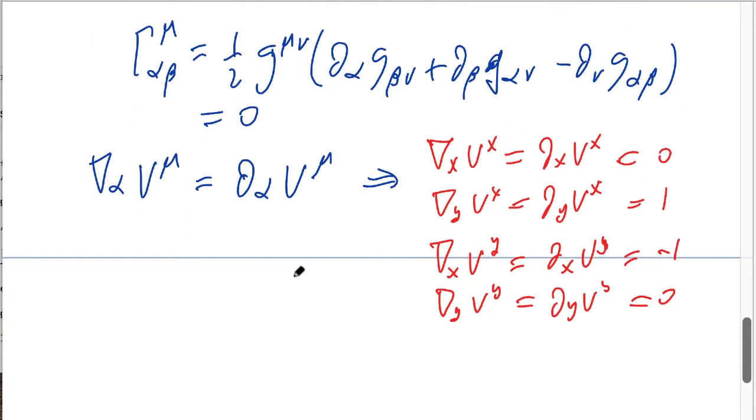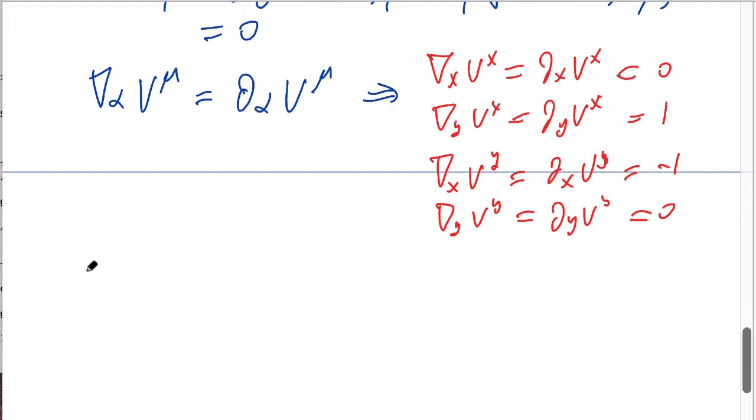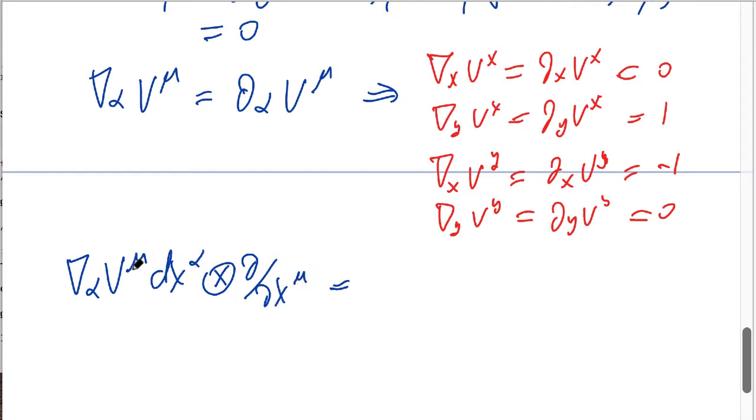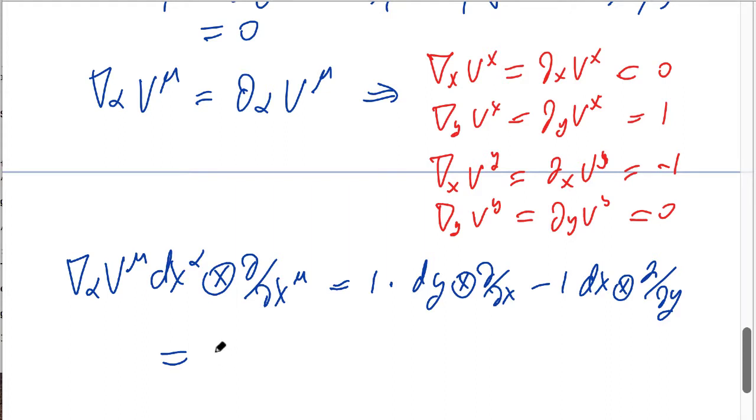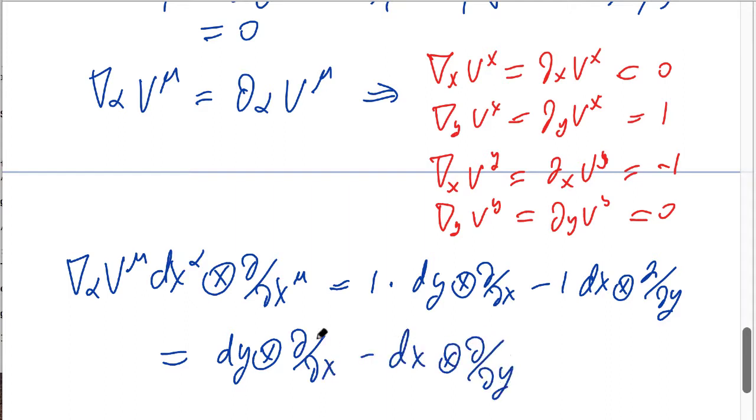All right, so remember these are the components of an operator that takes a vector and produces a vector. So it can be written this way in terms of a coordinate basis. And as always, we're summing over repeated indices mu and alpha here. So the only non-zero components are the yx and xy. When alpha is equal to y and mu is equal to x, we have 1 times dy outer product d by dx. And when alpha is equal to x and mu is equal to y, we have minus 1 times dx outer product with d by dy. So there's our result for the covariant derivative of this vector field.